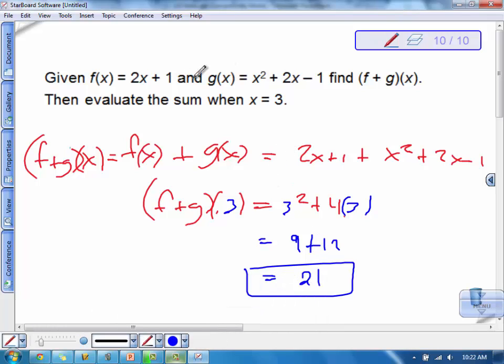You could plug in 3 right from the beginning and add f, so you could do f of 3 plus g of 3. You should get the same thing because addition is commutative. So that'd be 3 times 2 is 6 plus 1 is 7. And then 3 squared is 9 plus 6 minus 1 gives you 14. 14 plus 7 gives you 21. Either way, you're going to get 21. But this is the notation I want you to show me, if you could.